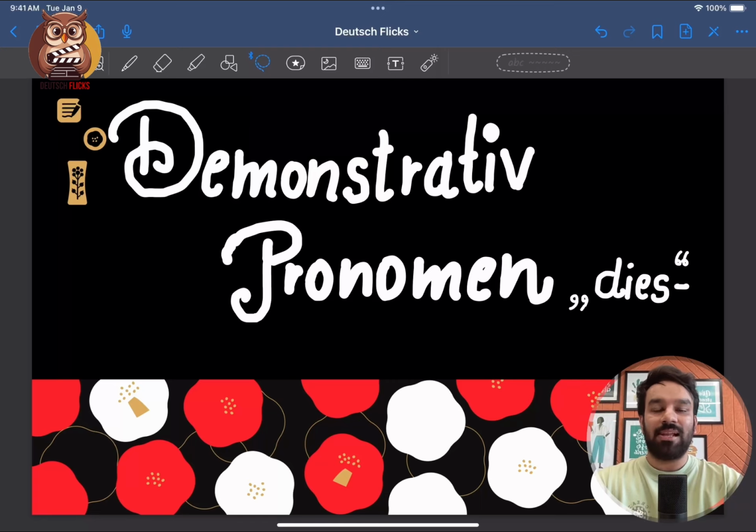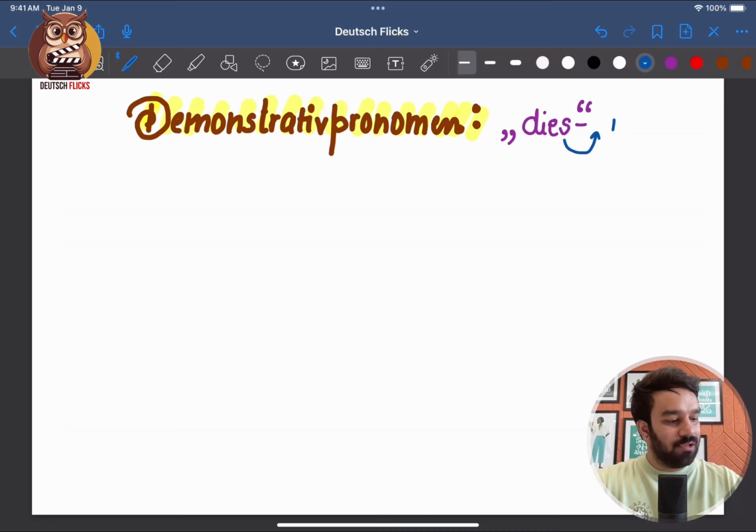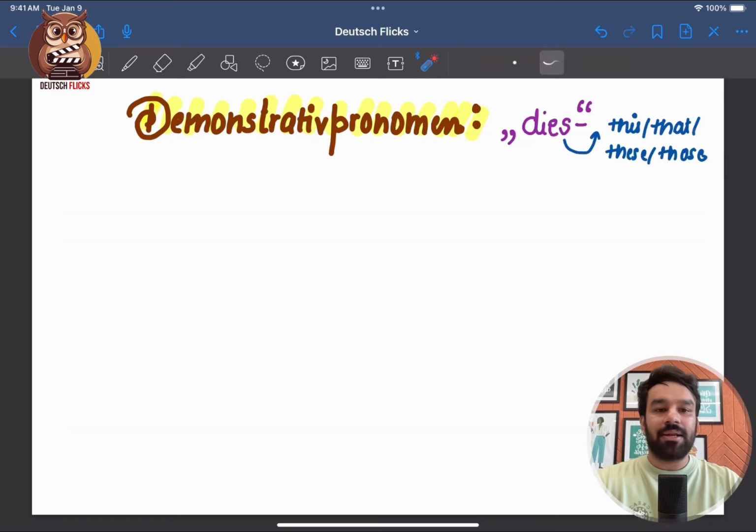The question word welch takes an ending depending on the case, gender, and number. Similarly, our demonstrative pronoun diese will also take an ending. Sind Sie bereit? Are you ready? Los geht's. Demonstrative pronomen diese. So, the meaning of diese will be this, that, or the plural version, these, those. But in German, it could be diese, dieses, diesen, or diesem, depending on the case, gender, and number.